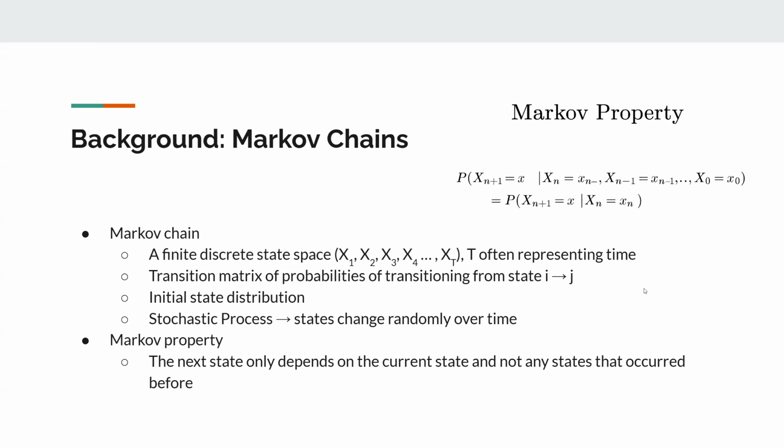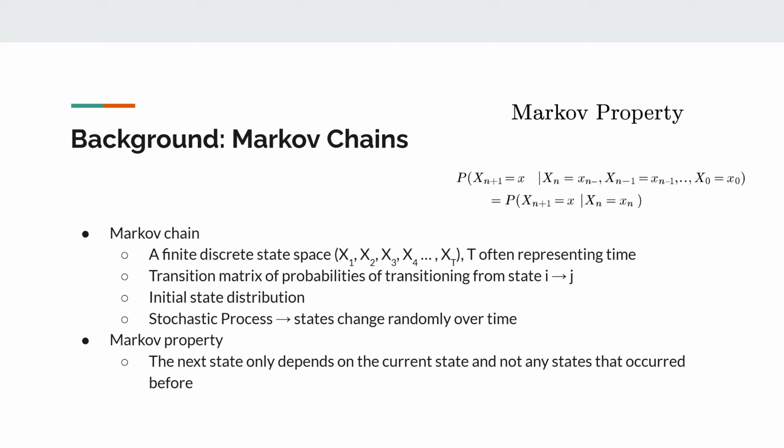Okay, so background. Before we dig deeper into diffusion models, you need to understand what Markov chains are. A Markov chain is a finite discrete state space, consisting of an arbitrary number of states, and each state is often for a specific time, where as you see, you can go from x1 to xT. T represents which time period this state relates to.